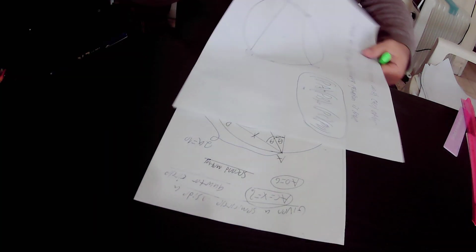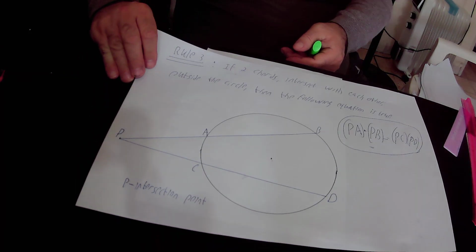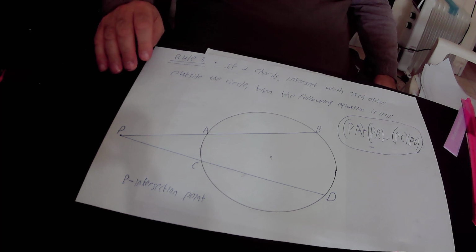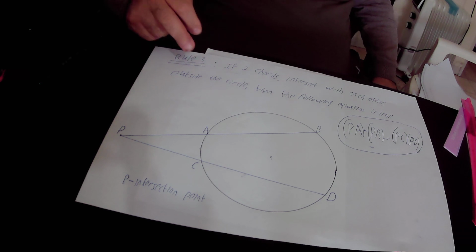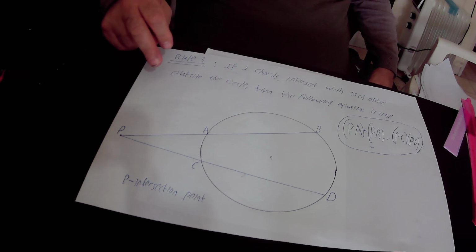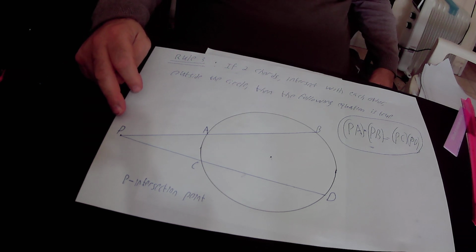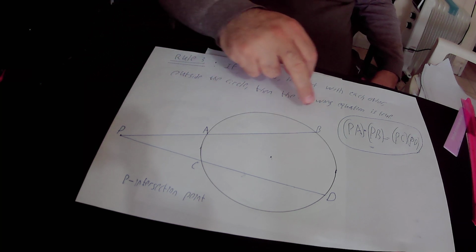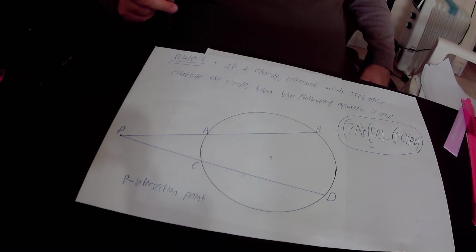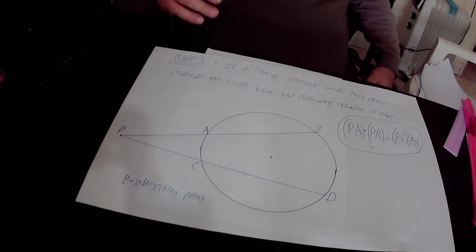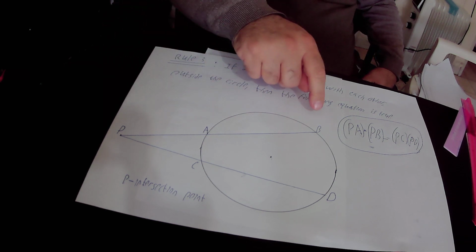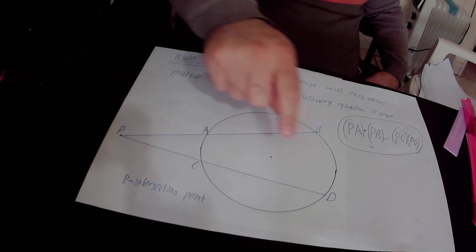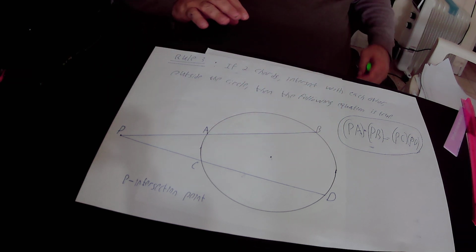I'll repeat again. If we have this circle, and in this circle we have two chords, chord AB and chord CD, and those two chords intersect with each other outside the circle at point P, the intersection point of chord AB with chord CD, then the following equation is true: PA times PB equals PC times PD. So this is rule number 3.